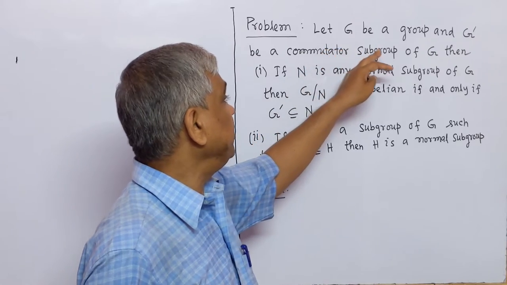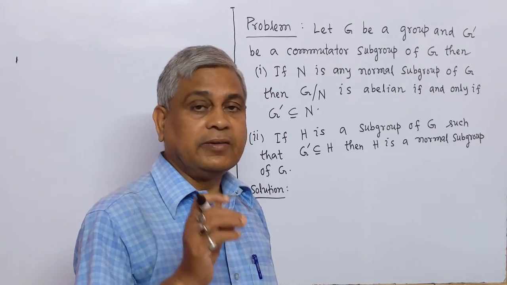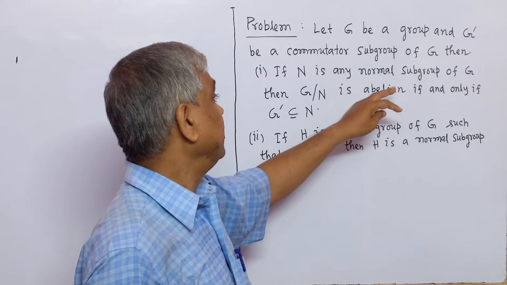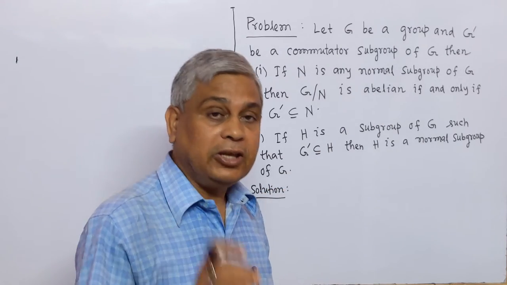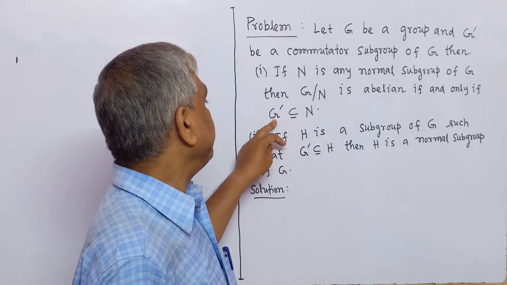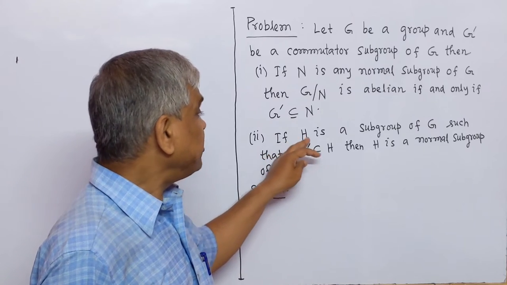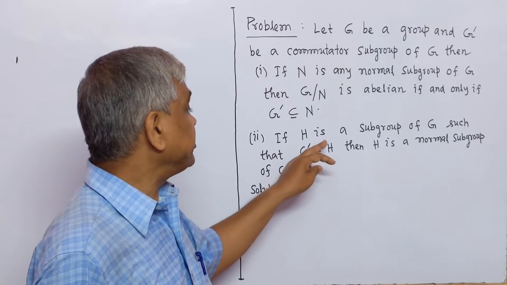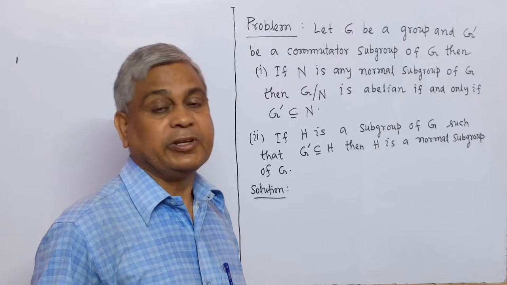Problem: let G be a group and G prime be a commutator subgroup of G. Then number one, if N is any normal subgroup of G, then the quotient group G by N is abelian if and only if G prime, that is the commutator subgroup of G, is a subset of N. Number two, if H is a subgroup of G such that the commutator subgroup G prime is a subset of H, then H is a normal subgroup of G. Now we solve this.